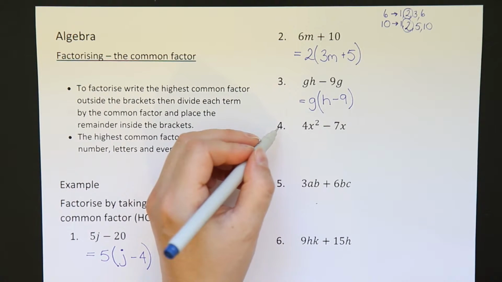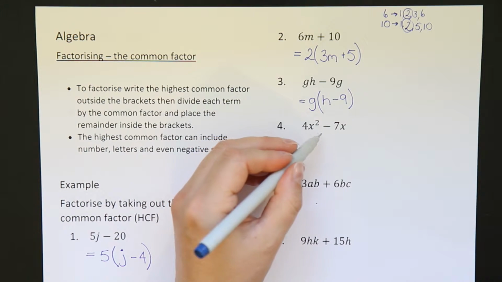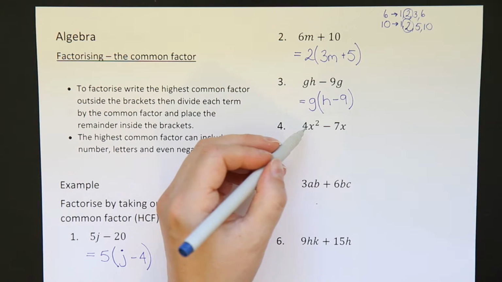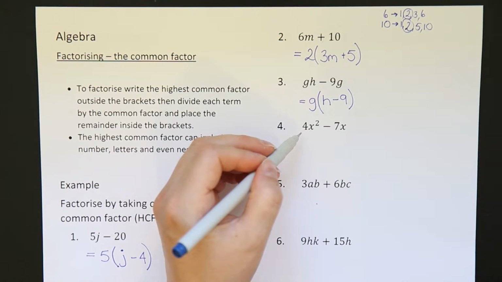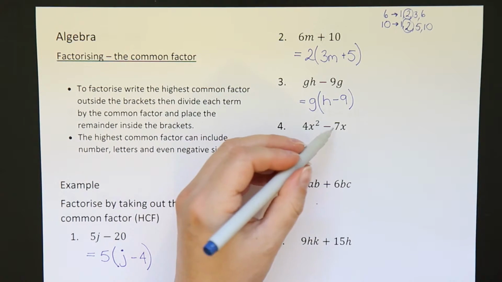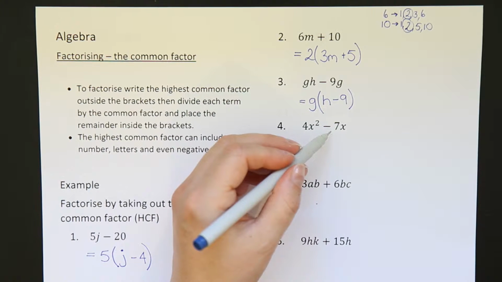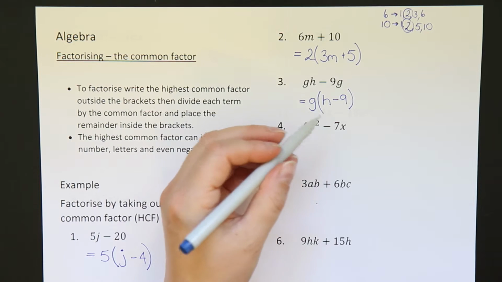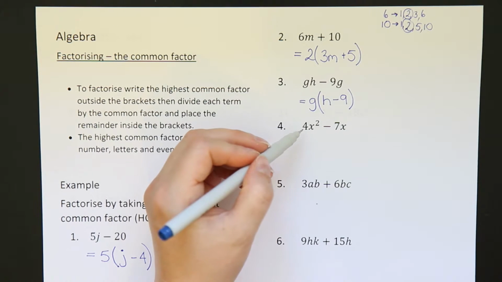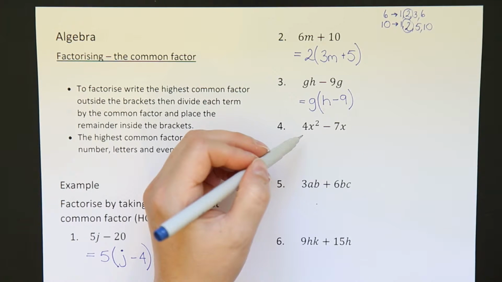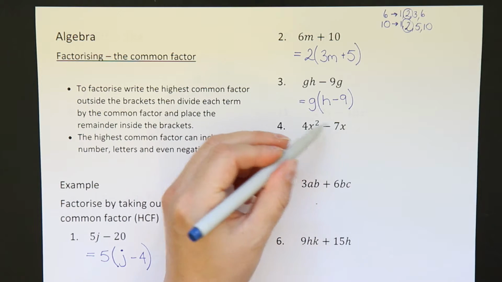Let's try again with question 4. 4x squared minus 7x. 4 and 7. Looking for a factor in my numbers. Well, 7's a prime number, which means it's not going to have any factors except for 1 and 7. And 7's not going to go into 4, so there's no number here that I can actually divide each of these by. So I'm looking at letters now.